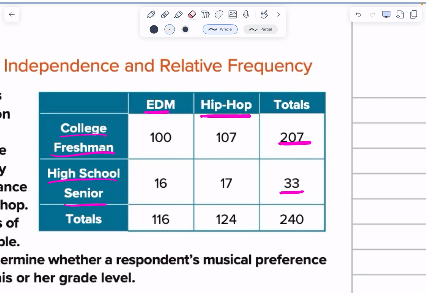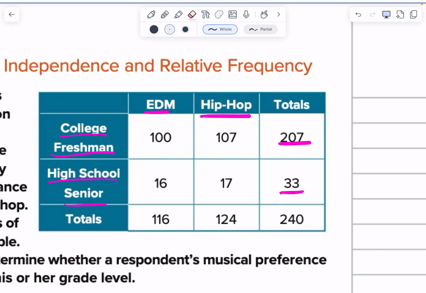In Blue Hill, freshmen are not allowed to go, right? So that is something that depends. How do you determine from the table whether it's independent or dependent? Like, how do I know that if you are a college freshman, you are more likely to choose hip hop than a high school senior?